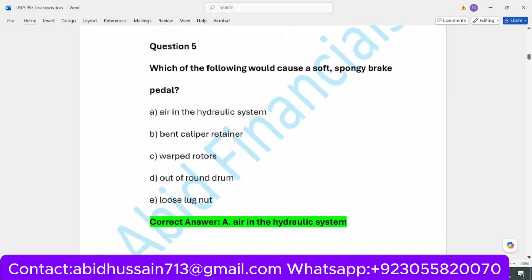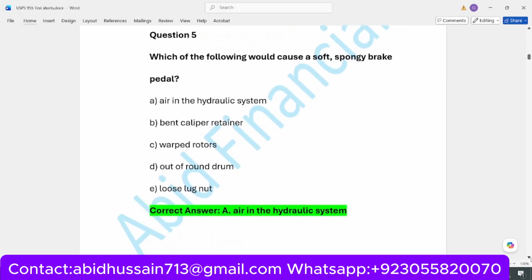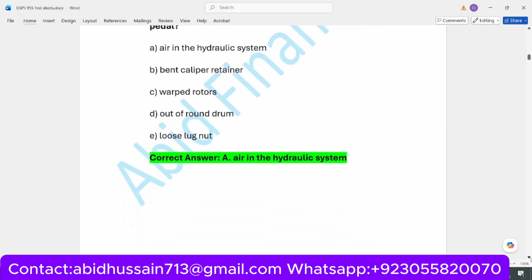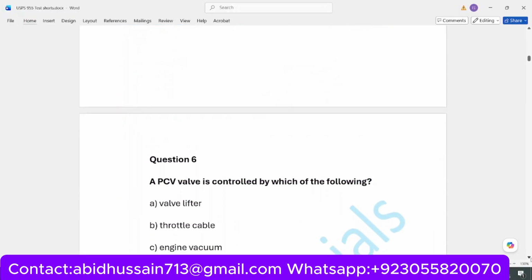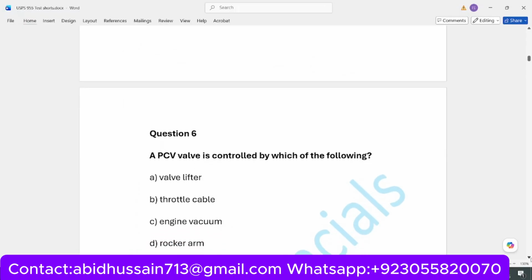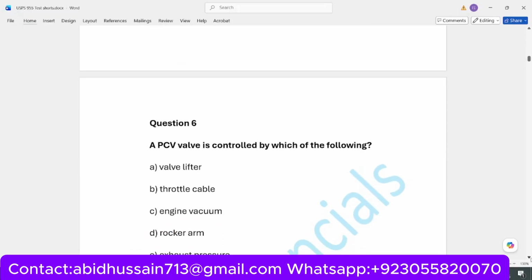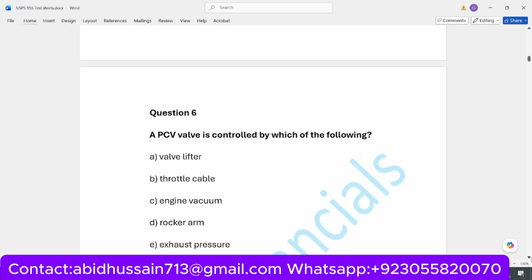Question number 6. A PCV valve is controlled by which of the following? Option A, valve lifter. Option B, throttle cable. C, engine vacuum. D, rocker arm. E, exhaust pressure. The correct option is option C, engine vacuum.